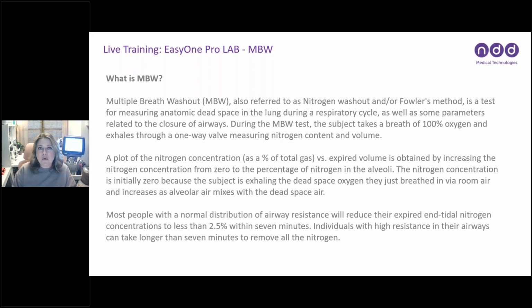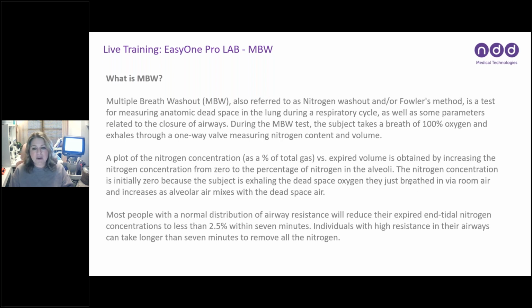So most people with a normal distribution of airway resistance will reduce their end-tidal nitrogen to less than 2.5% within 7 minutes. You'll actually see a video of me doing the test when we get to that portion, and I normally wash out in about 2 minutes, and I actually do have an obstructive disease. I have asthma. Some people with really high airway resistance can definitely go beyond that 7 minutes, which is why learning how to coach through this maneuver is so important in order to get a successful test and reliable results.